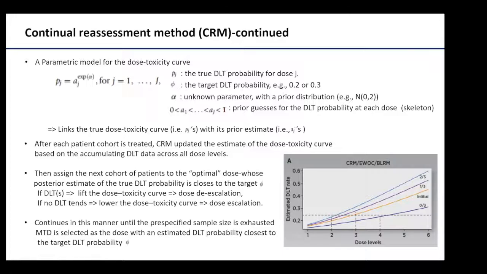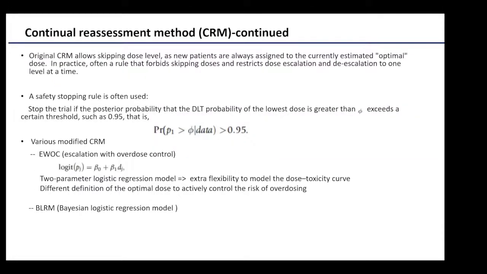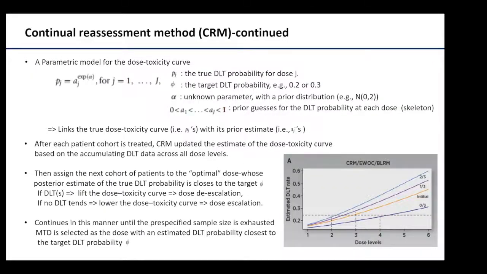I want to point out it's closest to the target DLT probability. It really means closest could be lower or a little bit higher. It's just that those levels had the estimated DLT probability closest to the target DLT probability.